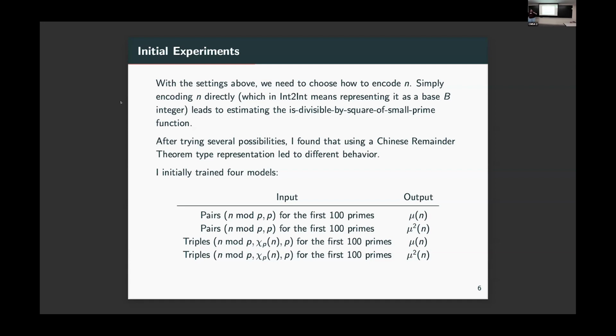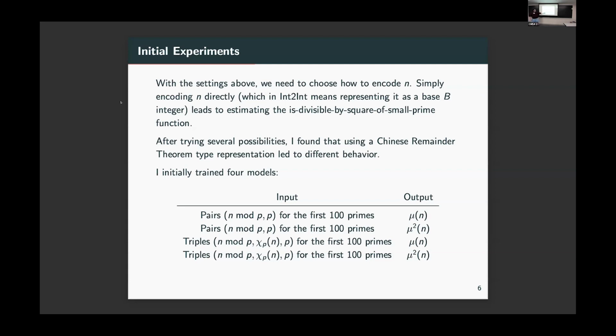I'll note one particular aspect, which is that knowing n mod p, it's hard to determine, just given this, whether or not you're square free. Even for a mathematician, if I just gave you this Chinese remainder theorem type representation and asked you, is this number square free? This is an interesting question that I think would be troubling. It's non-obvious. We'll hit this again later. But this is what I do.